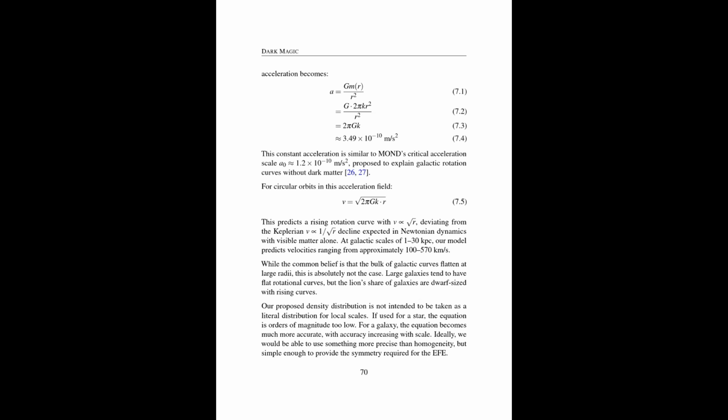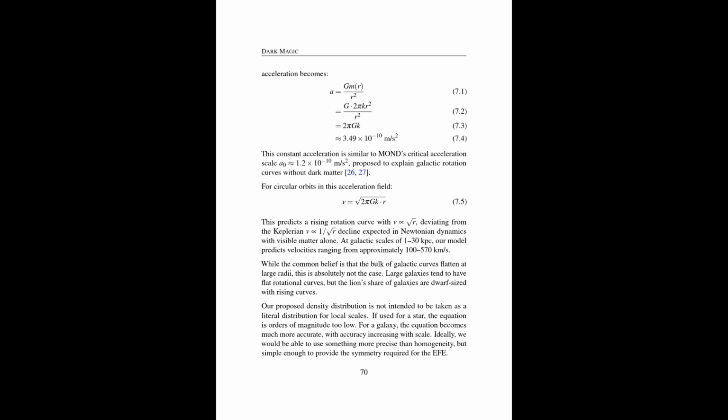The common belief is that the bulk of galactic curves flatten at large radii. This is absolutely not the case. Large galaxies tend to have flat rotation curves, but the lion's share of galaxies are dwarf-sized with rising curves.